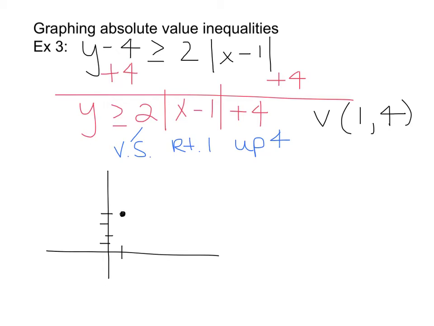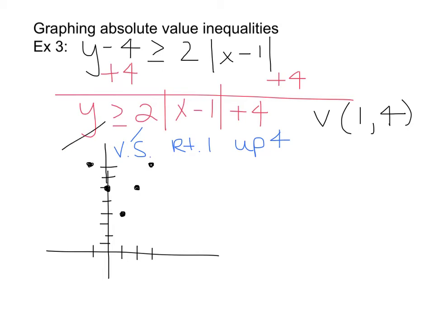And then my slope is 2, so I'm going to go up 2 and to the right 1. I'm also going to go up 2 and to the left 1. I'm going to do that one more time just to make sure I have my consistent V, so go up 2 again, this time to the right 1, up 2, to the left 1.